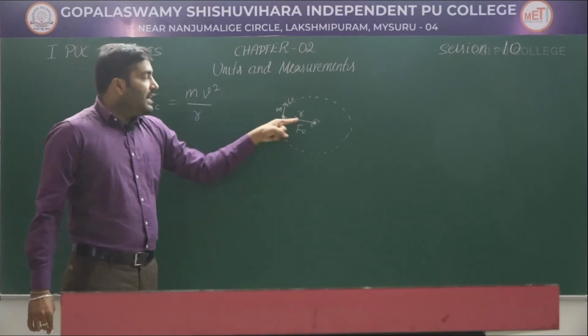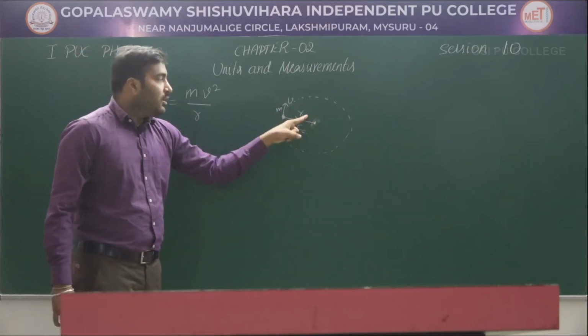Then r is the radius of the circular path.